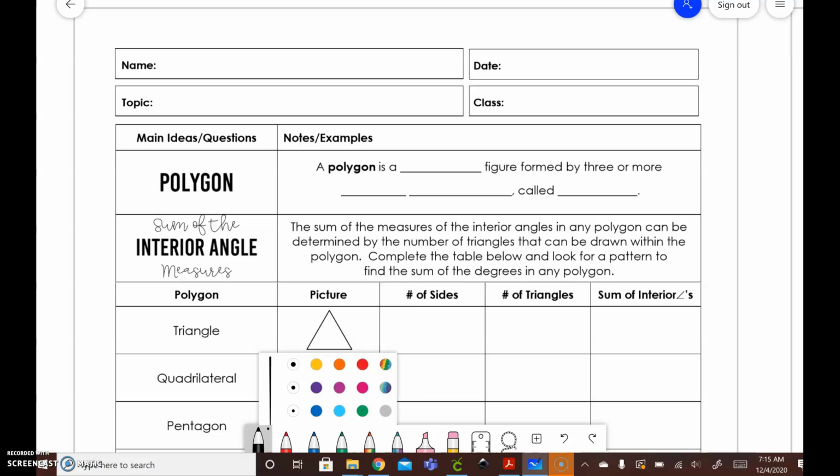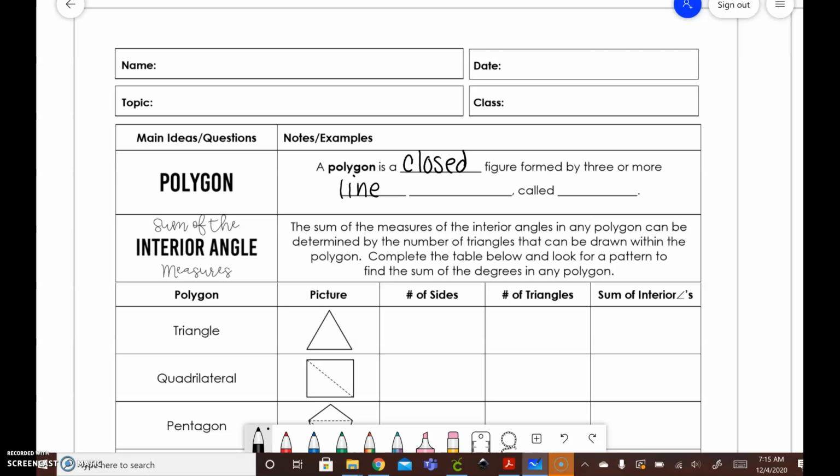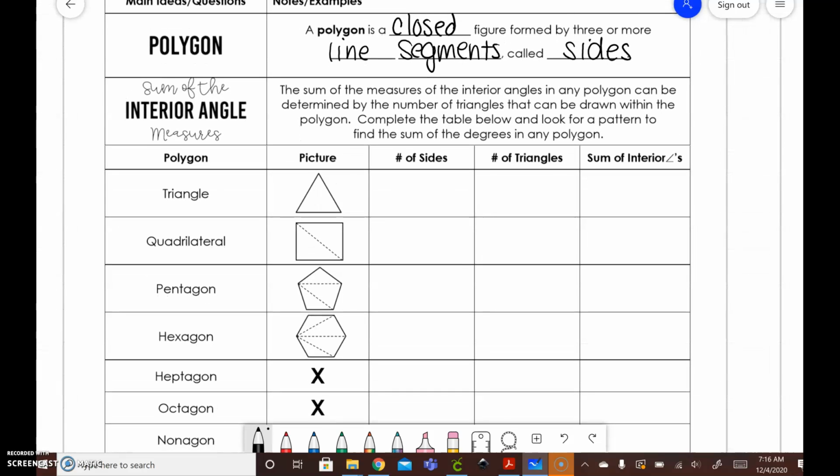So a polygon is a closed figure formed by 3 or more line segments called sides. In elementary school, obviously we learned a lot about polygons. We have triangles, squares, rectangles, rhombuses, trapezoids, all that kind of stuff. So we're going to now dive into the sum of all of these different types of polygons.